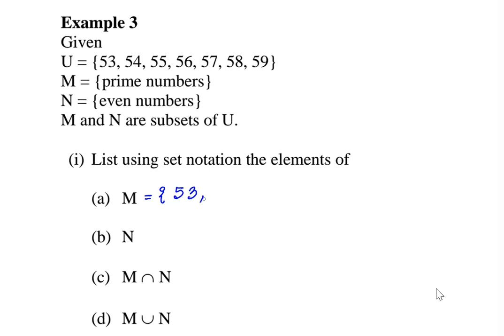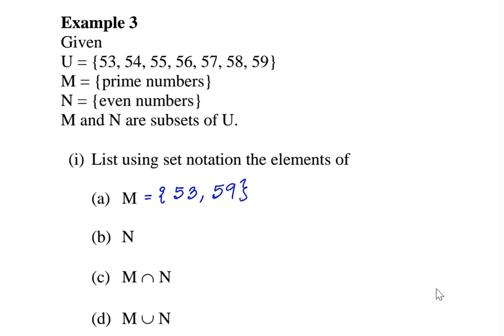54 isn't, 55 is not, 56 is not. Let's look at 57. 57 is also not a prime number because 5 plus 7 is 12. Since 12 can be divided by 3, 57 can also be divided by 3. 58 is an even number, and therefore it is not a prime number, because the only even number that is a prime number is 2. The next prime number is therefore 59.